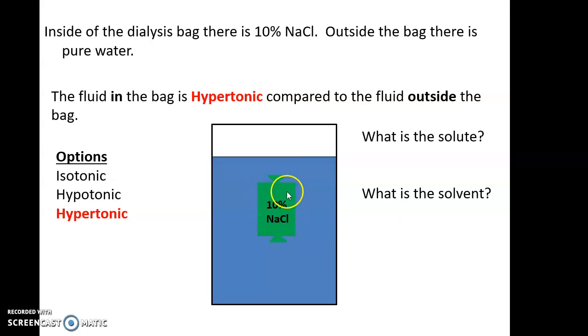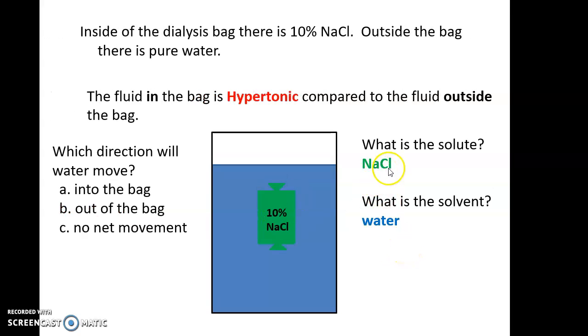When we're talking about the solution in the bag, what is the solute? And what is the solvent? Well, I hope you answered sodium chloride is the solute. Again, when we talk about solutions, they are in terms of the solute. So sodium chloride is the solute. What is the solvent? It's water. For this course, the solvent is always water.